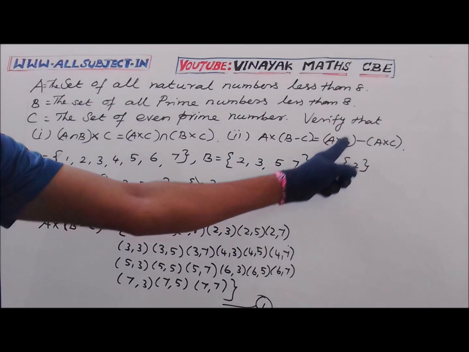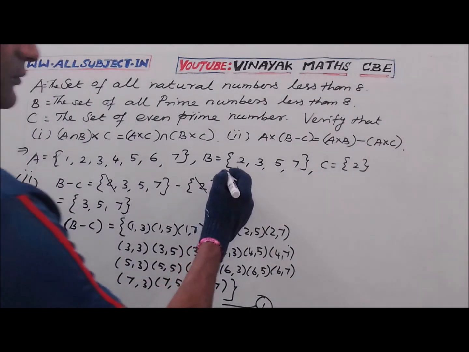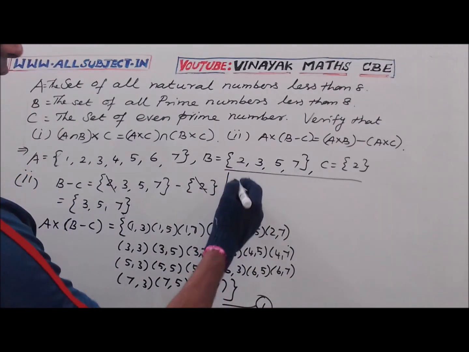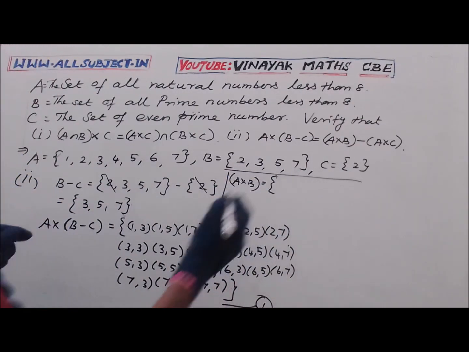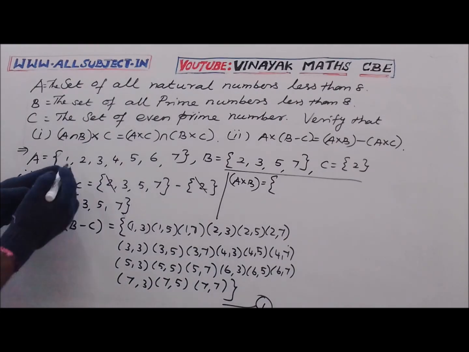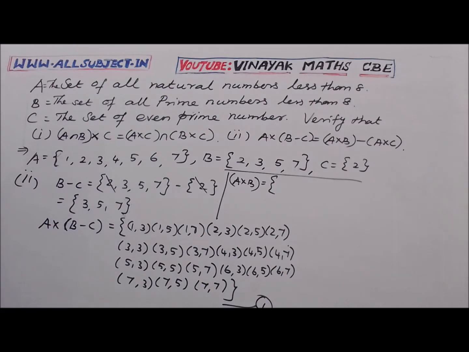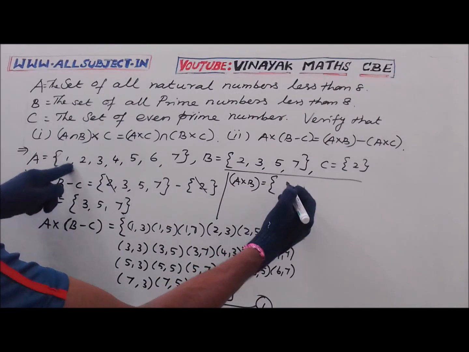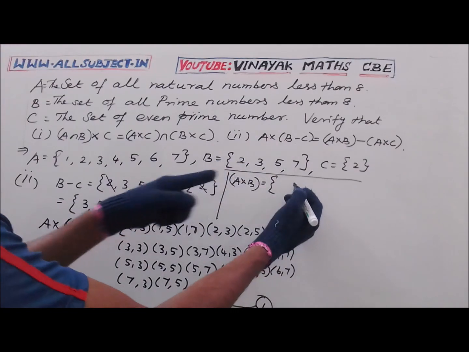Now we need to find A cross B minus A cross C. Here, the cross product of A and B: in A we have 7 elements, in B we have 4 elements, 7 times 4, so there are 28 elements available. So A cross B is 1 with 1, 1 with 2, 1 with 3, 1 with 5, 1 with 7.